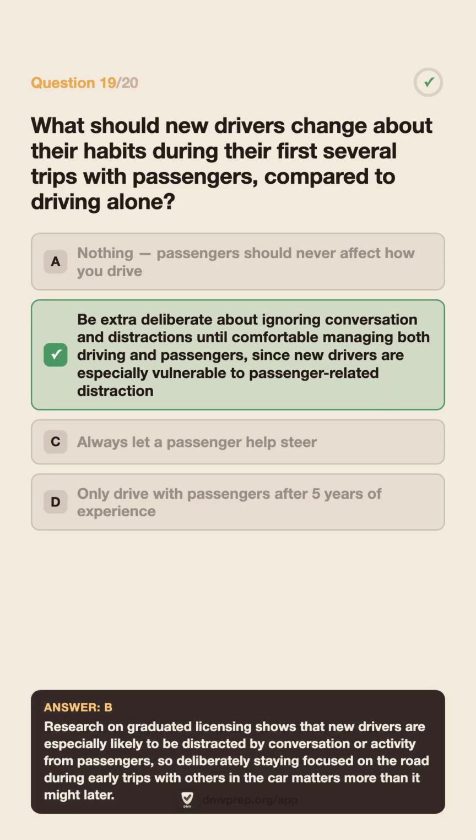The correct answer is B. Research on graduated licensing shows that new drivers are especially likely to be distracted by conversation or activity from passengers, so deliberately staying focused on the road during early trips with others in the car matters more than it might later.